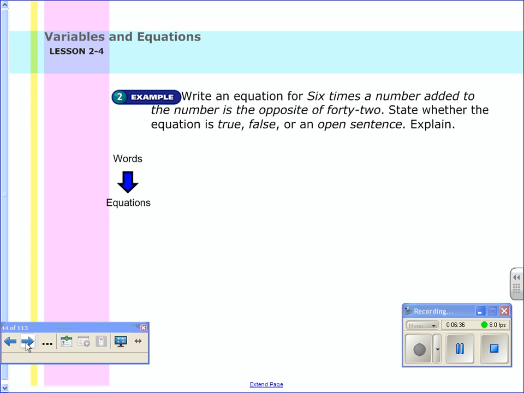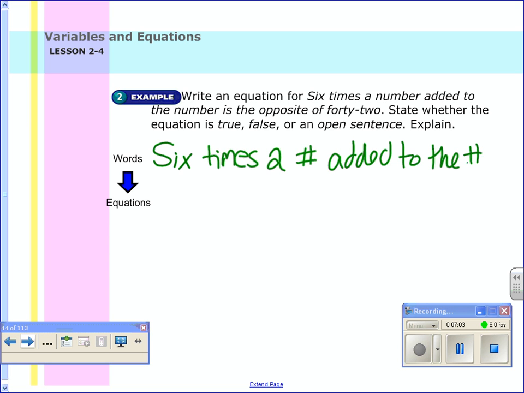Now, example 2, now they want us to write these out. Write an equation for 6 times a number added to the number is the opposite of 42. Then say whether this equation is true, false, or an open sentence. Sometimes it does help to actually write it out in words first. 6 times a number added to the number is the opposite of 42.